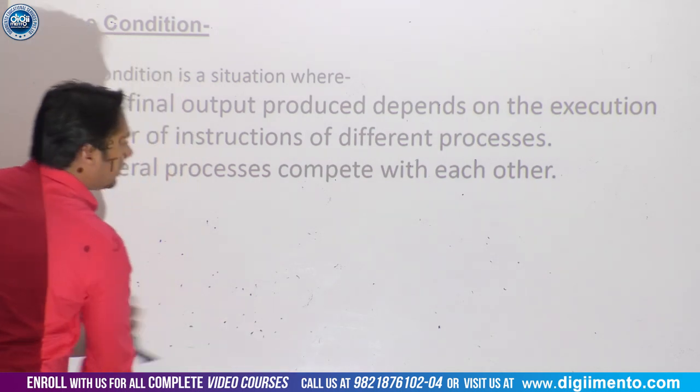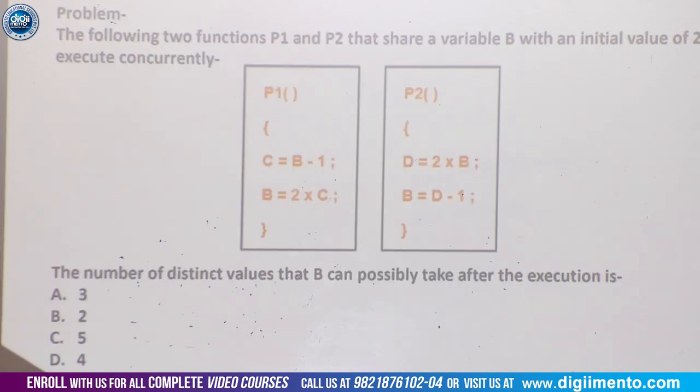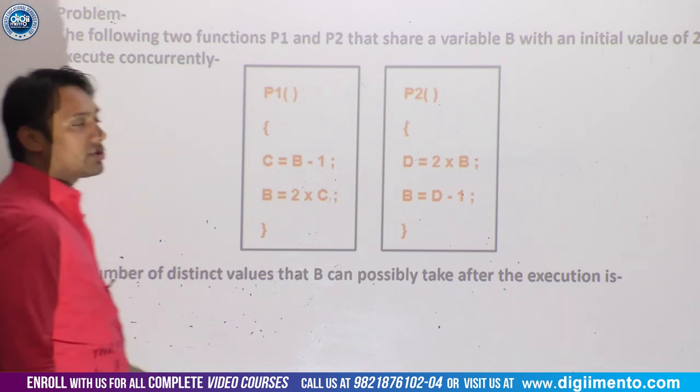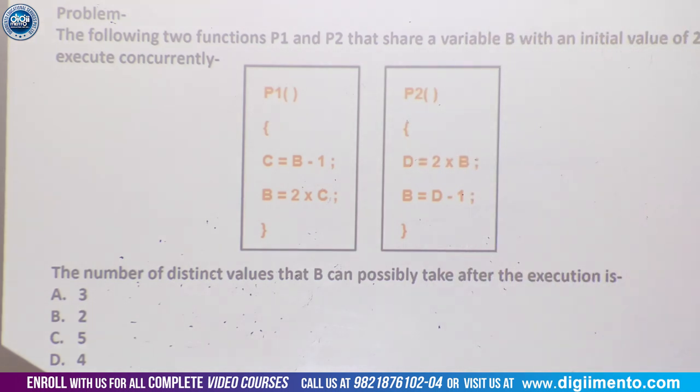Fine. Now look at this race condition. We have already seen what a race condition is. When the order of execution of statements changes the end result, that is called a race condition. Now this is again an example of the problem. Just look at this and try to identify it. I'm going to give you some time.